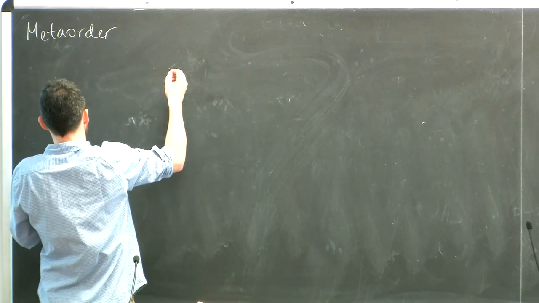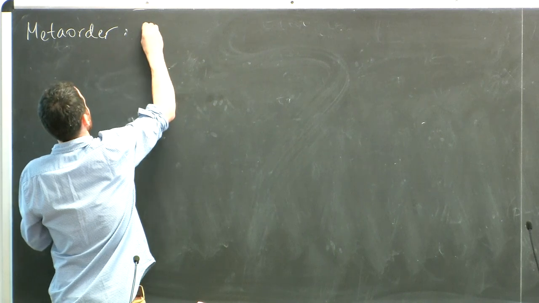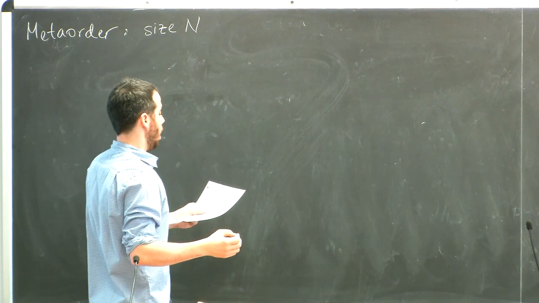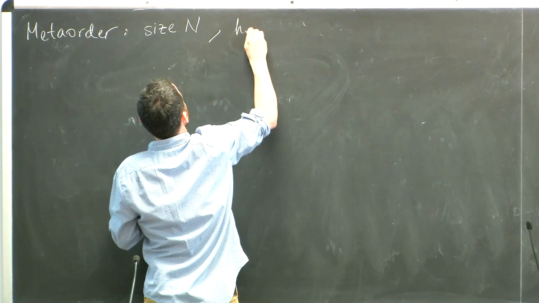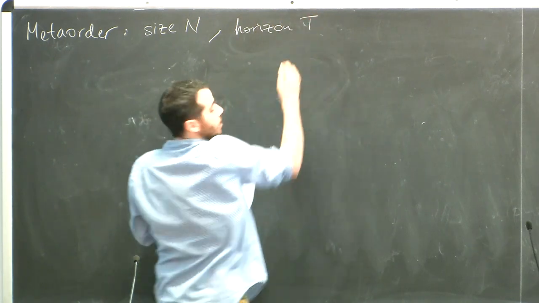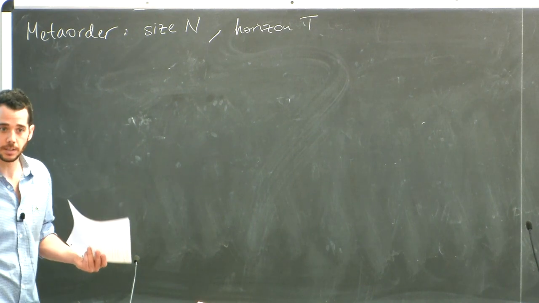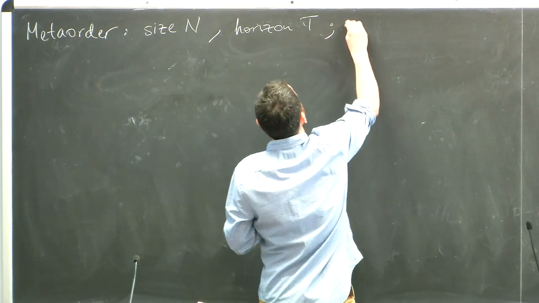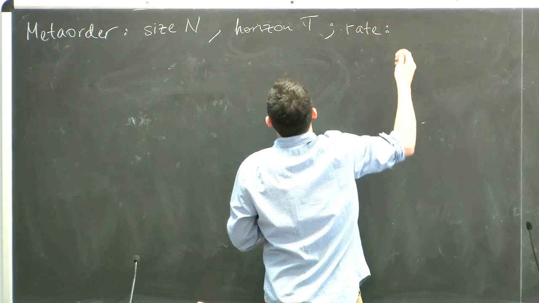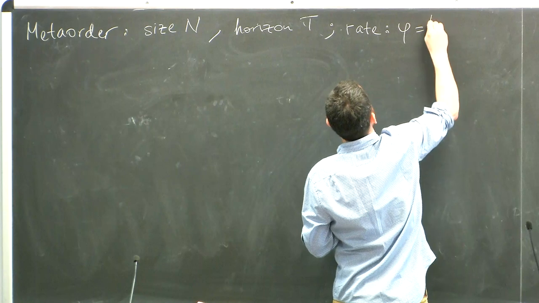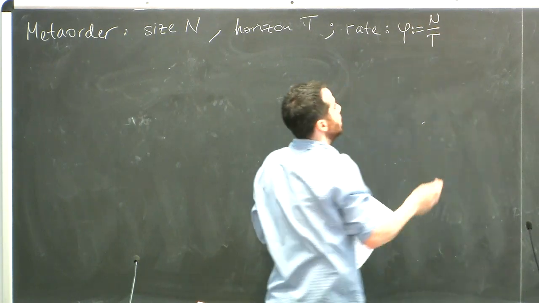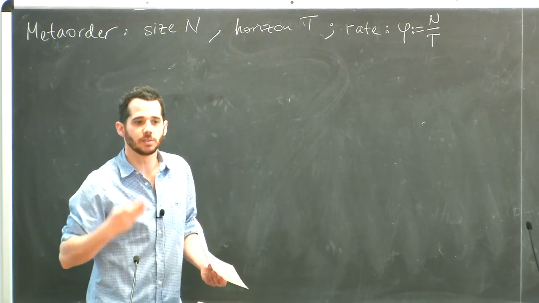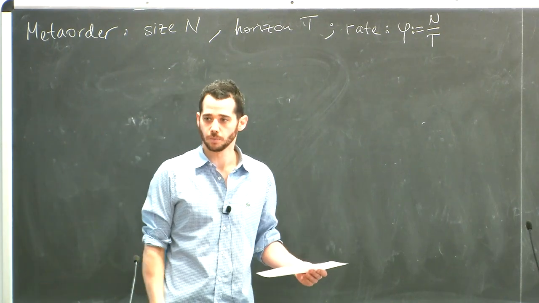So what you want to do is have a meta order of size N: N trades that you want to do on a horizon T. So in the next T time steps, I want to do N trades at a constant rate. I will call the rate phi, and its definition will be this, okay? And it's constant. So I don't know, over 10,000 trades, I want to do 100, so I will do every 100th trade from now on and see how I am pushing the price.